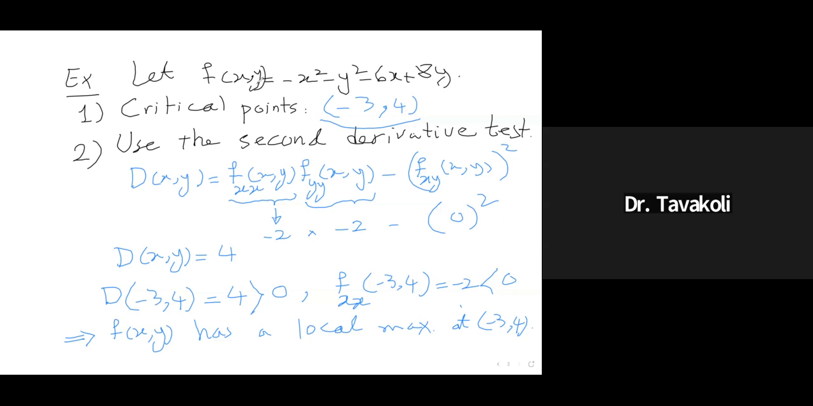Please look at the second derivative test that we talked about in the previous video, that we had 4 possibilities: in one case we had a local max, one case local min, one case it was saddle point, and if D at the critical point equals 0, the second derivative test is inconclusive.